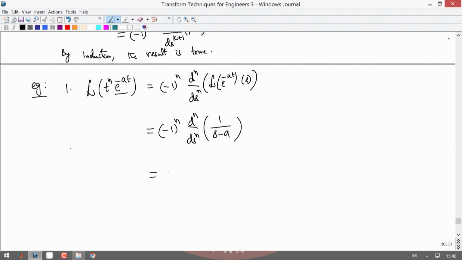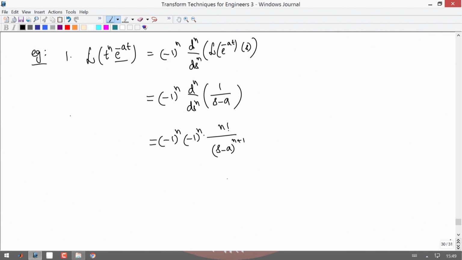You differentiate this n times, and every time you get a negative sign. So, you have (-1)^n times 1/(s - a)^(n+1), and n factorial comes up in the numerator. The negative signs cancel, so you have n! divided by (s - a)^(n+1). So, this is one example where you can use this.